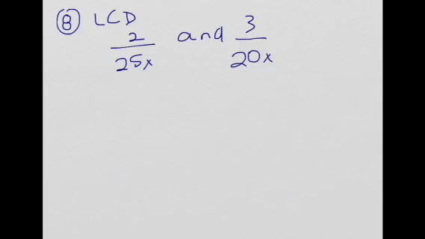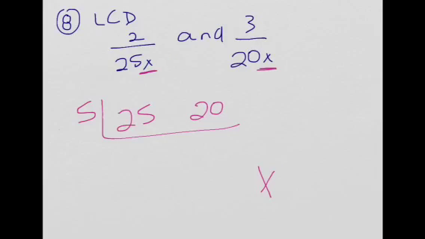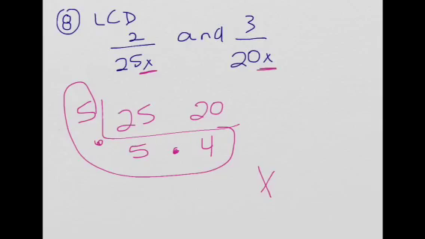And I'm going to take now a look at my x and my x, and so my answer is going to have an x in it. And then 25 and 20, I'm going to take out the 5. That'll leave me a 5 and a 4. The only number that comes out of 5 and 4 is 1, so I'm done. And I'm going to multiply 5 times 5 is 25, times 4 is going to give me 100x.